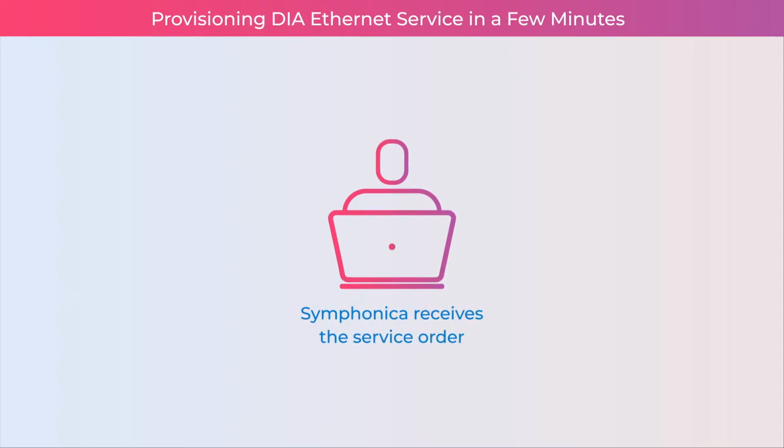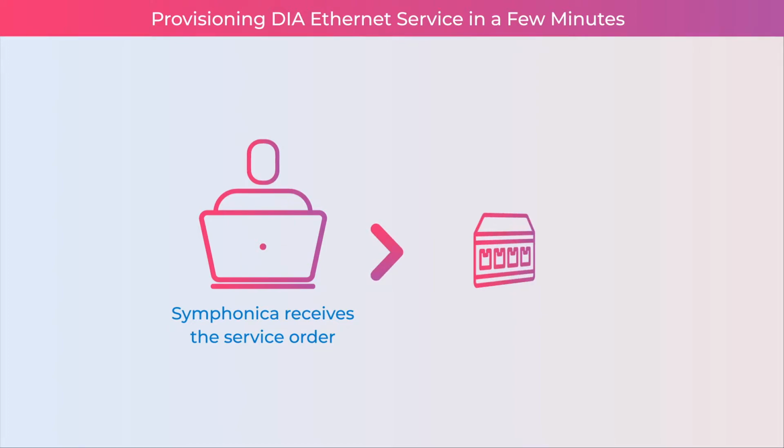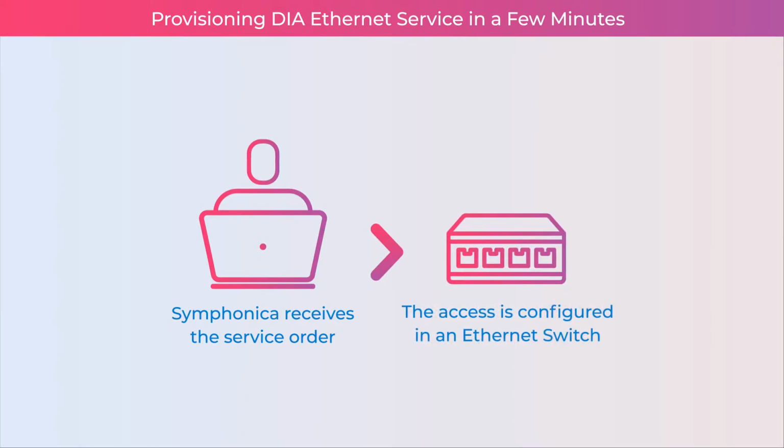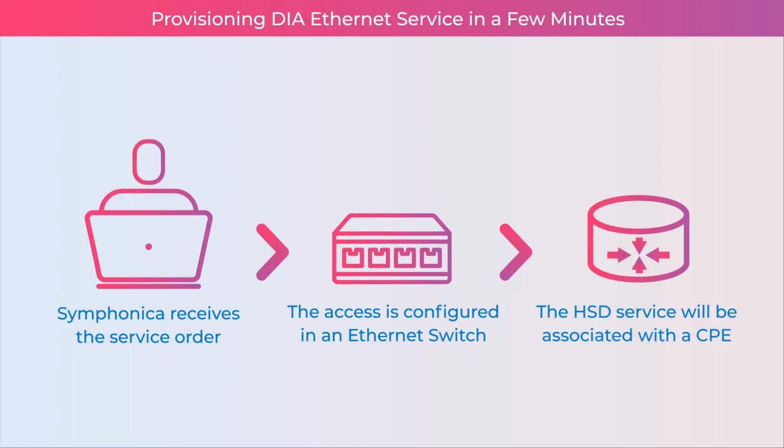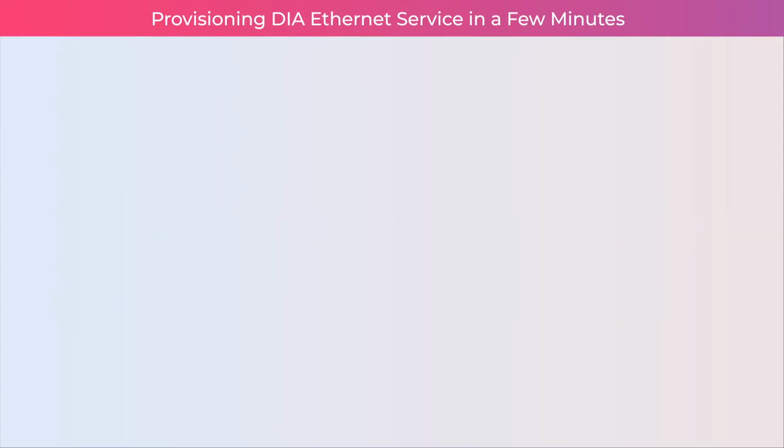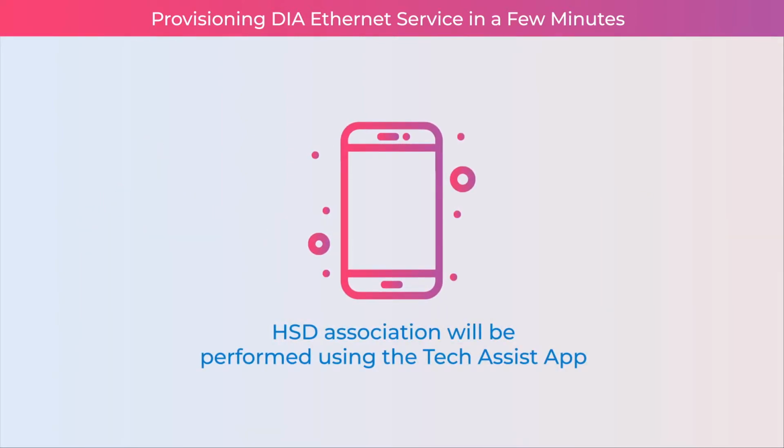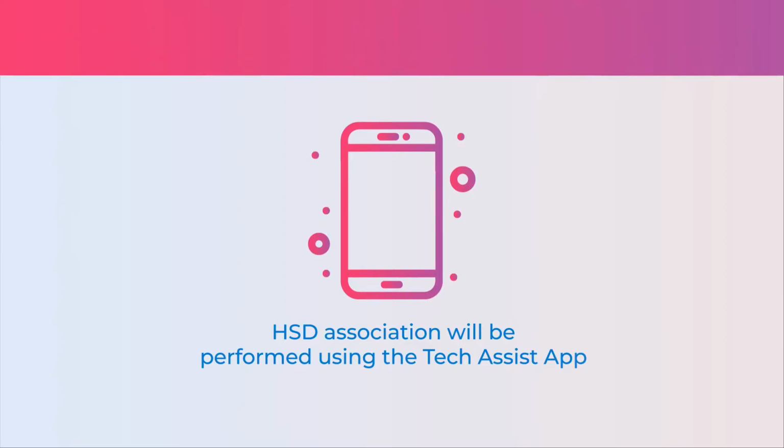Here is a recap of the process. It starts with Symphonica receiving the service order from the CRM, or any other BSS tool. From there, we will see two things. 1. The access is configured in an Ethernet switch, and 2. The HSD service, with all its characteristics, will be associated with a CPE. HSD association will be performed using the Tech Assist app, which guides the technician throughout the whole installation and certification process. Let's see how it works.